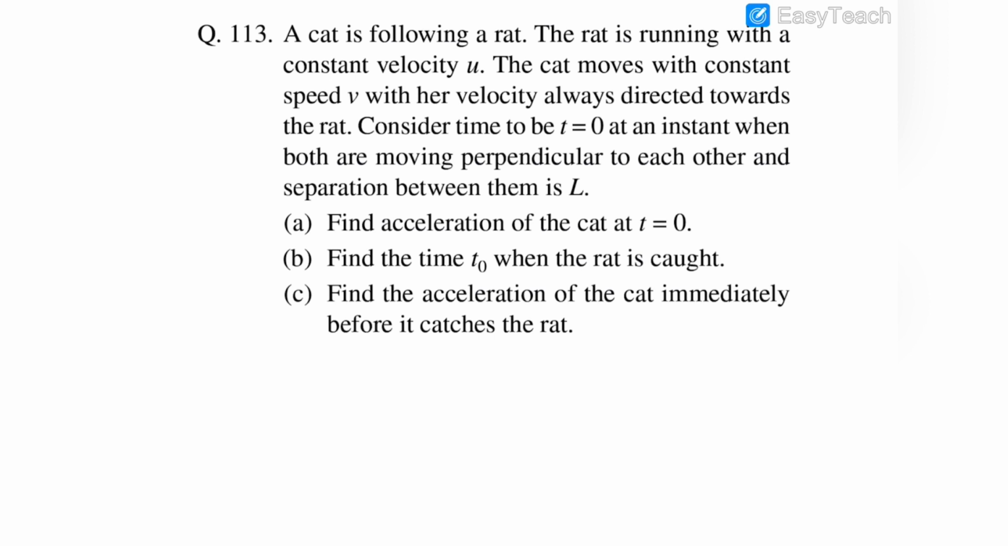In this first question, you can see that there is a cat which is following a rat, and the rat is running with a constant velocity of u. Now this cat is moving with a constant speed of v in such a way that her velocity is always directed towards the rat, which means she is always facing the rat. So let us draw the scenario.